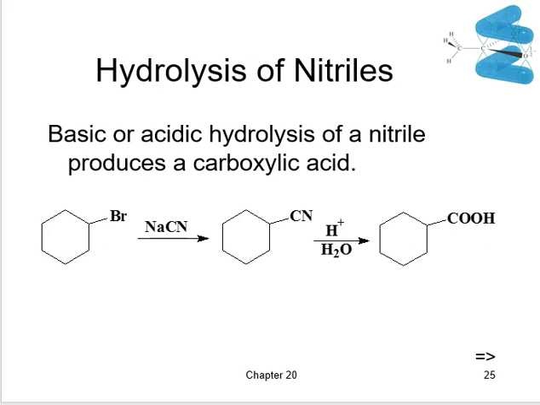This is another method, hydrolysis of nitriles. Basic or acidic hydrolysis of a nitrile produces a carboxylic acid, in which we have converted bromocyclohexane to hexanoic acid.